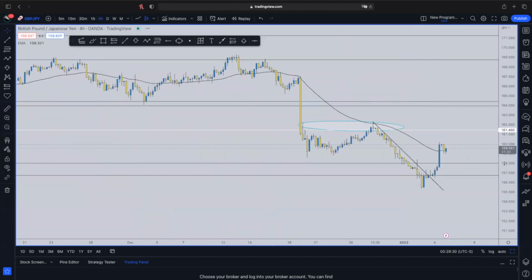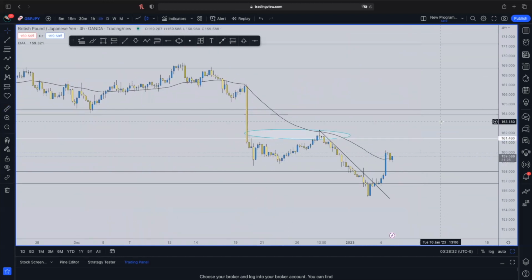I hope you guys catch this move with me. That's what I'm looking for, hopefully. So far, everything that we predicted in the last video is happening. We're getting a nice correction.